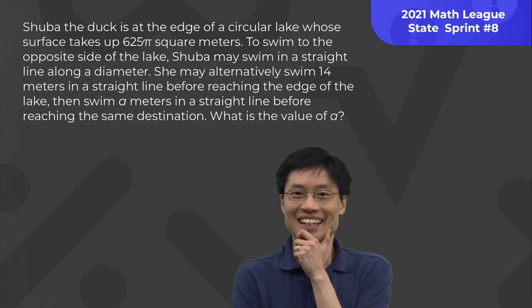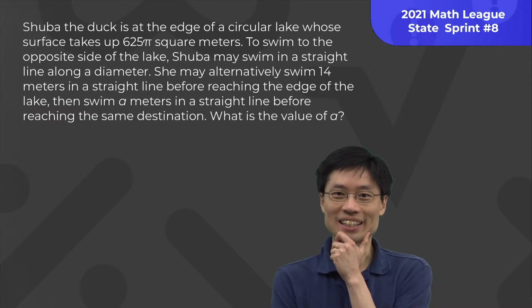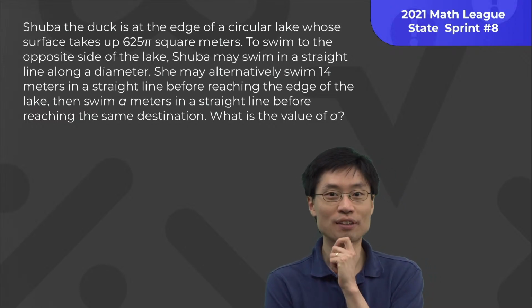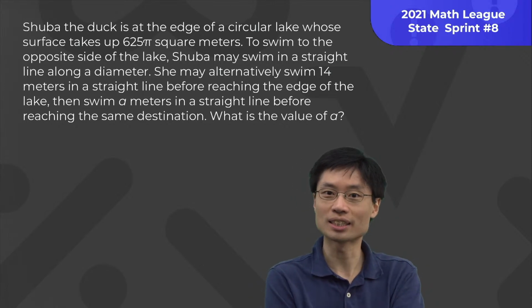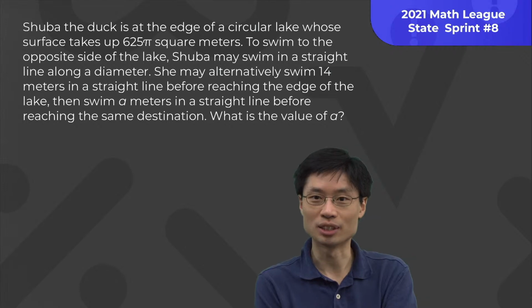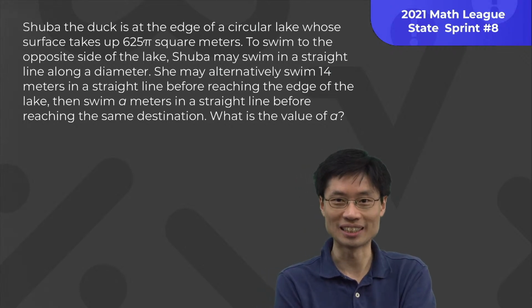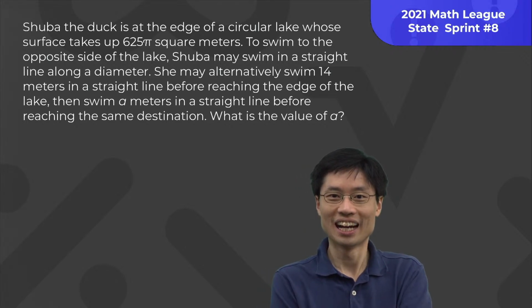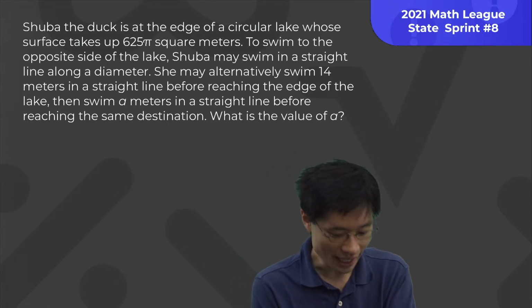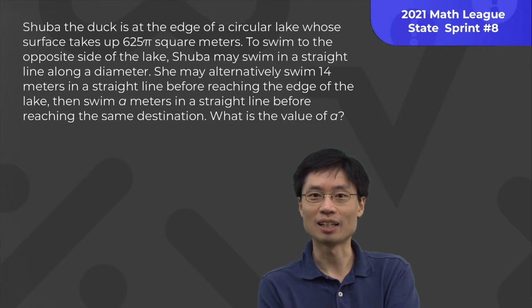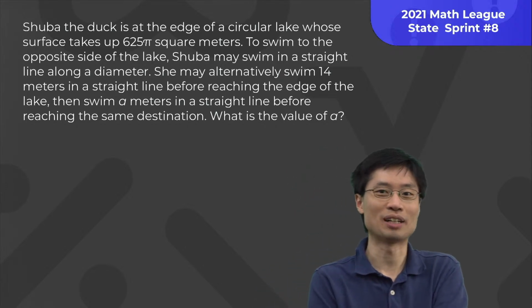Shuba the duck is at the edge of a circular lake whose surface takes up 625 pi square meters. To swim to the opposite side of the lake, Shuba may swim in a straight line along a diameter. She may alternatively swim 14 meters in a straight line before reaching the edge of the lake, and then swim A meters in a straight line before reaching the same destination. What's the value of A?